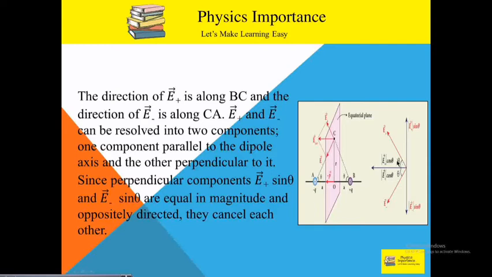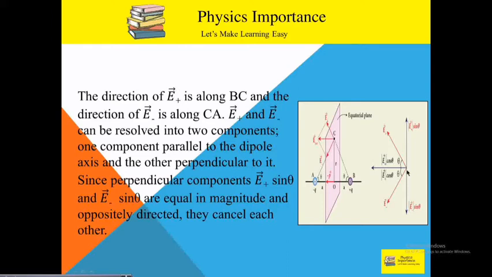This theta can be resolved into two components. So we can say E plus can be written in terms of E plus sin theta and E plus cos theta. Similarly, E minus, coming down, can also be resolved into two components, that is E minus sin theta and E minus cos theta. Cos theta and sin theta are the components: one parallel to the dipole and the other perpendicular to it.